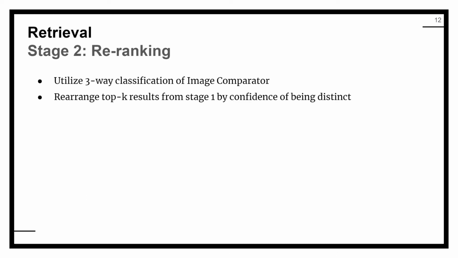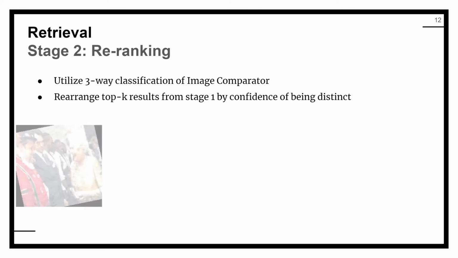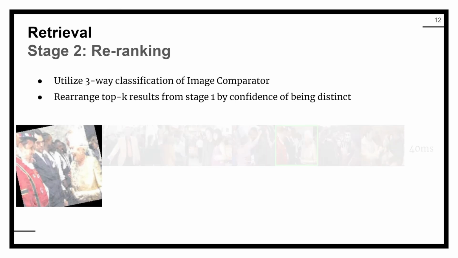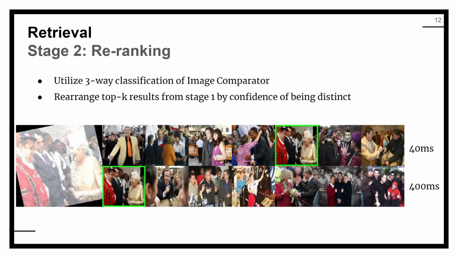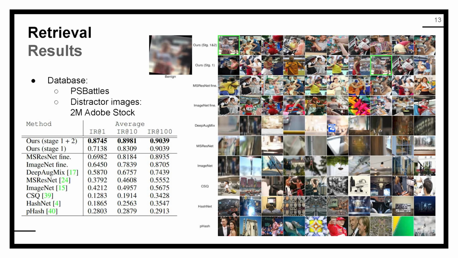In the next step, re-ranking, the top 100 retrieval results from stage 1 are rearranged using ICN's classification score. The first image ends up being the one with the lowest confidence of being different from the query image. For example, with a query image like this, stage 1 results will be as follows, which is further improved after re-ranking. To evaluate retrieval performance, we construct a database of 807 original images from the PS Battles test set, plus 2 million diverse distractor images scraped from the Adobe Stock website. We compare recall performance to both deep and classical image hashing approaches. We demonstrate that the first stage of our method achieves recall at 1 of 71%, higher than all other methods. We also show that stage 2 re-ranking improves the recall further to 87%.